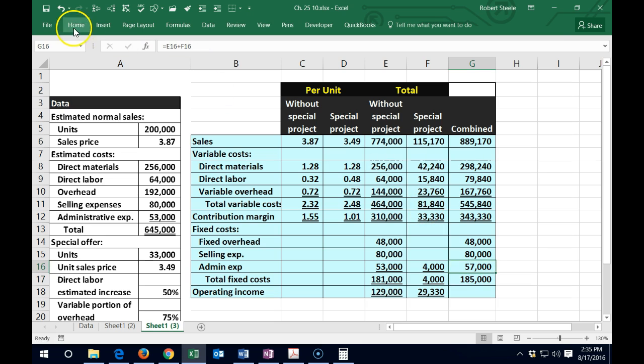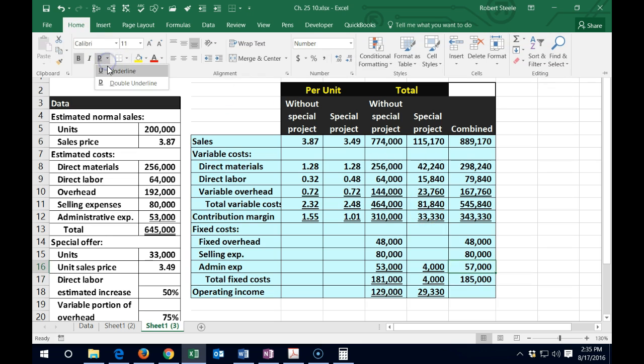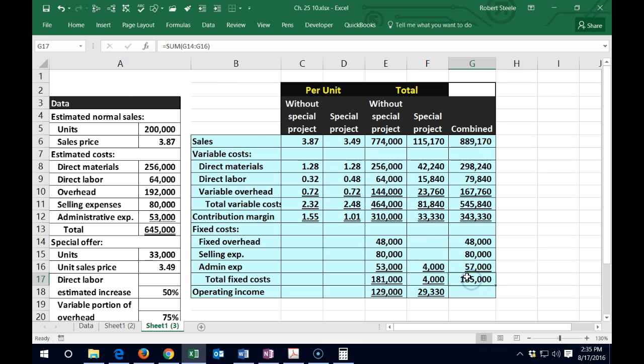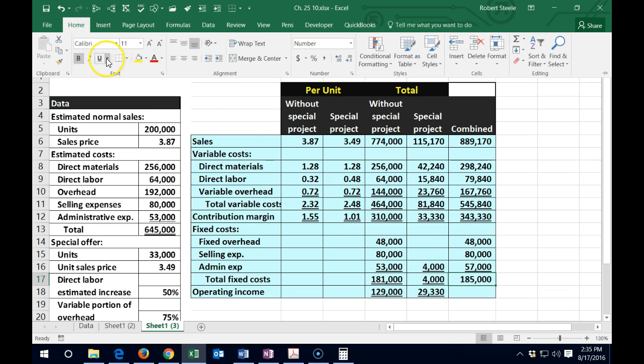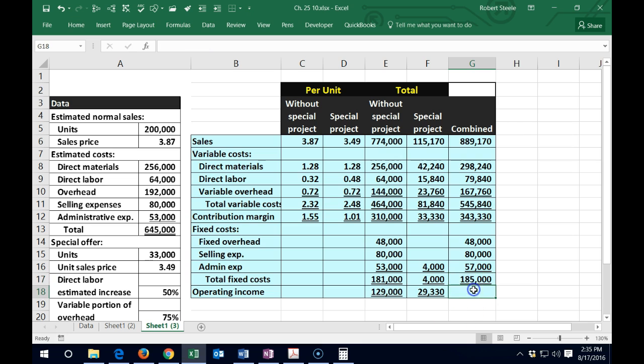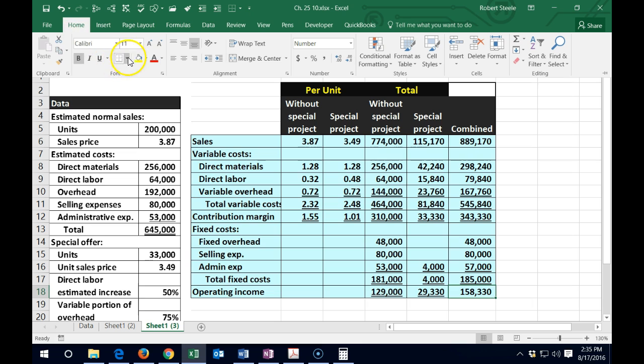I'm going to underline here, Home tab, font, underline. We're going to underline here, Home tab, font, underline, and then we will subtract out here the contribution margin minus the fixed portion totals. It gives us the 158,330. Home tab, font, and double underline.